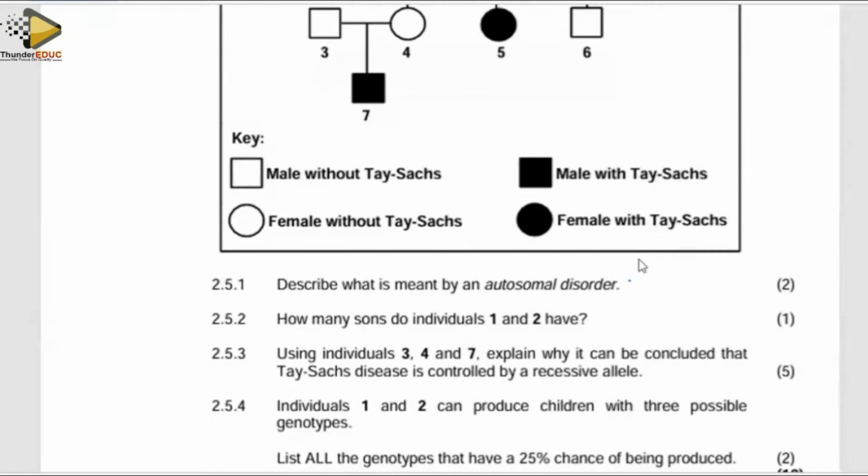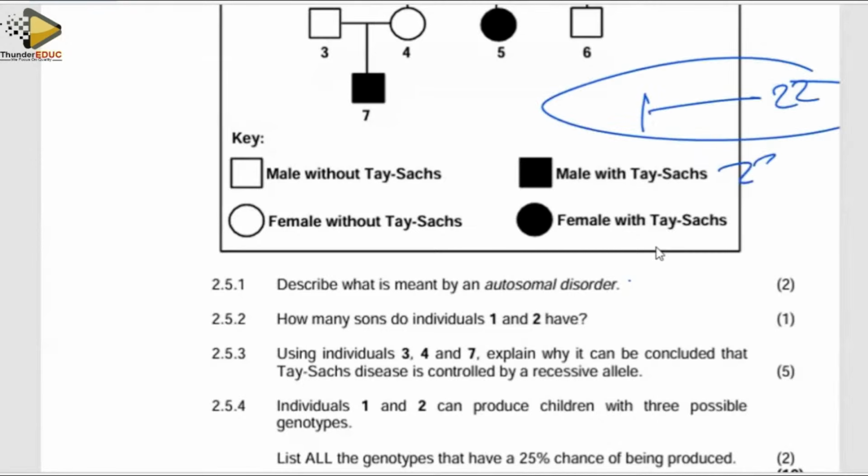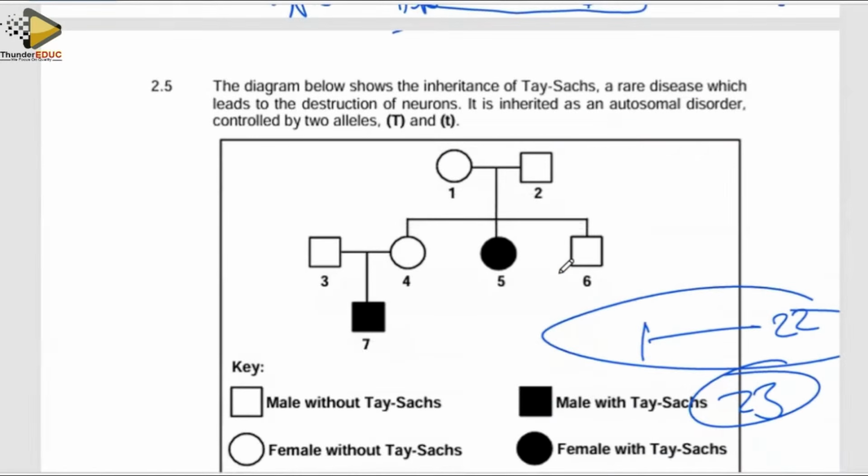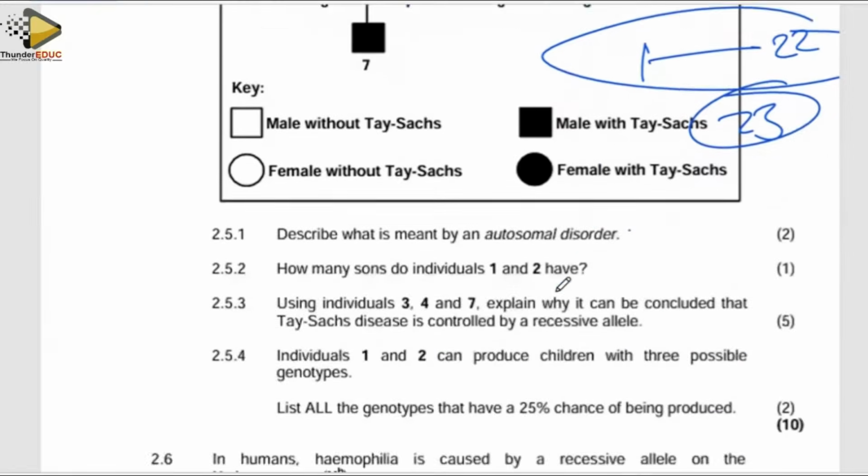Remember, we have the sex chromosomes, and then we have the autosomal chromosomes. So it's the disorder which is controlled by alleles found on autosomal chromosomes. Autosomal chromosomes are pair 1 to pair number 22. The pair 23 is the gonosome, which is the sex chromosomes. How many sons do individuals 1 and 2 have? They're saying sons. It's only this one, because this one came and he married the daughter. So the answer there is going to be 1.